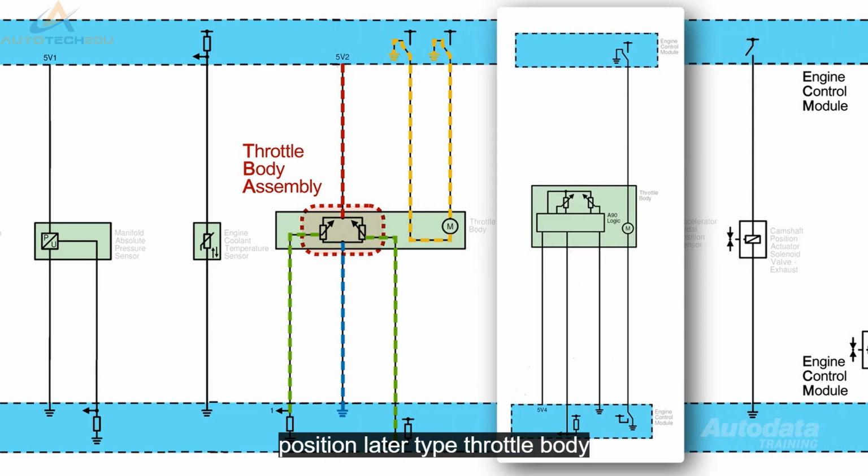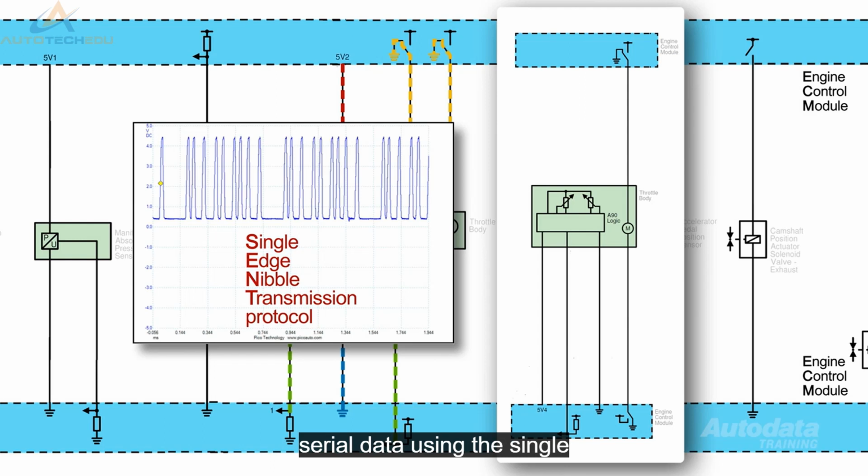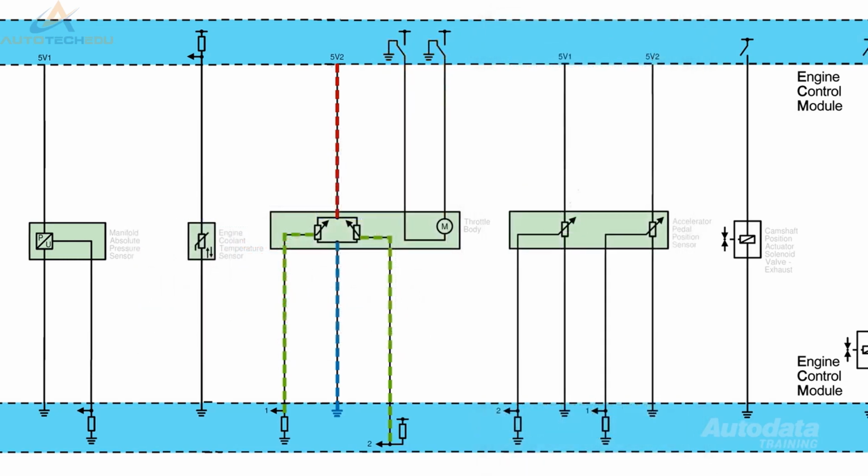Later type throttle body assemblies contain a non-contact throttle position sensing element that is managed by an integrated circuit. The throttle position sensor provides a voltage signal that changes relative to throttle blade angle. The integrated circuit translates the voltage into serial data using the single edge nibble transmission, or SENT protocol. The ECM decodes the serial data signal into separate voltages.